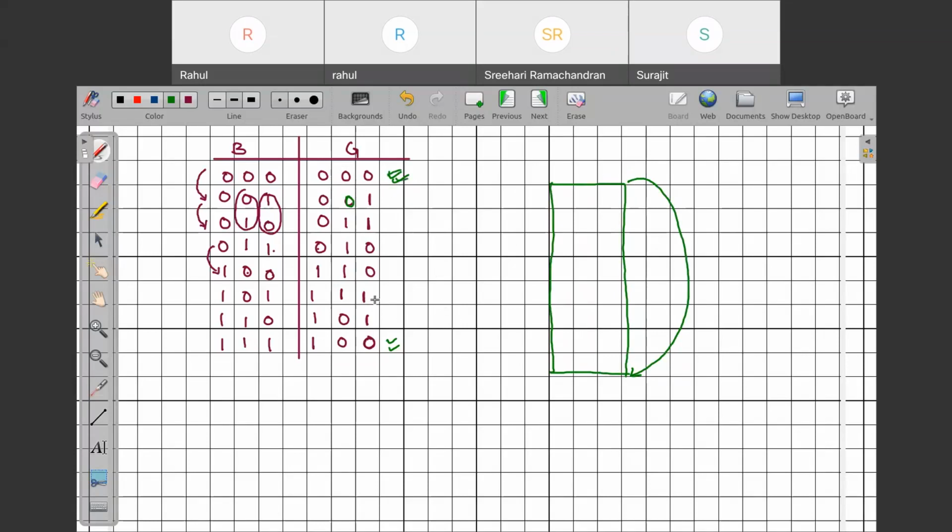You can see there is only one bit change between these two positions. Now don't ask, sir, is there any relationship between these two? No, there is no relationship between these two. There is only a relationship between these two ends. So that is why it is known as reflective code. Is this clear?